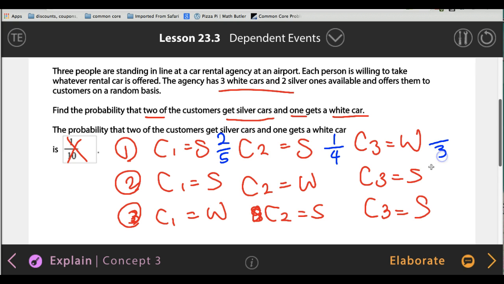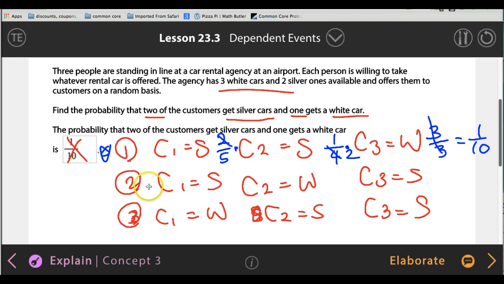And then for customer 3, it's going to be a white one. So now there's 3 cars left, and how many white cars are available? 3. Well, so what you've got to do is multiply these 3 numbers, and you get 2, 3 over 3 is 1, so 1 times 1 is 1, and 5 times 2 is 10. So your answer is 1 over 10 for the first situation.